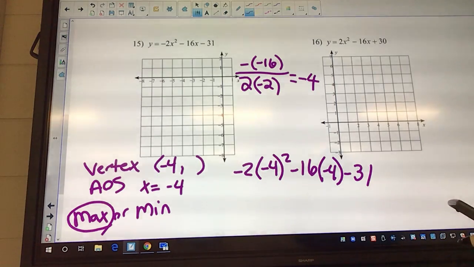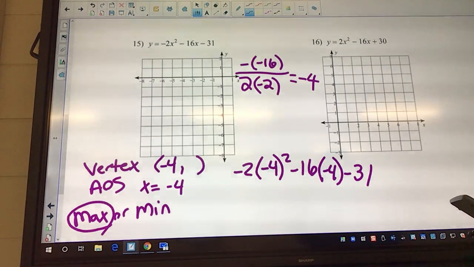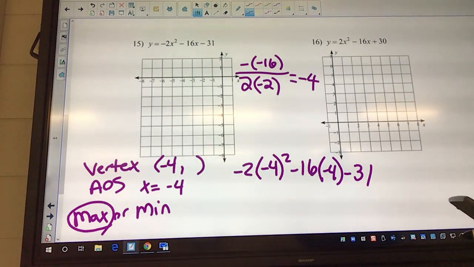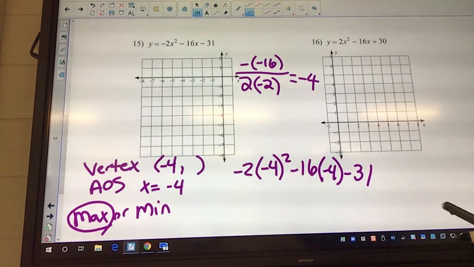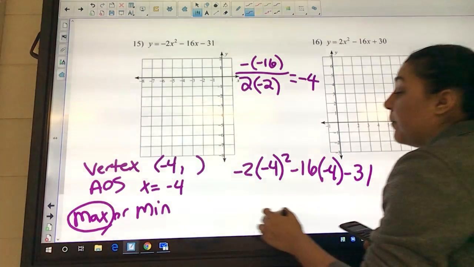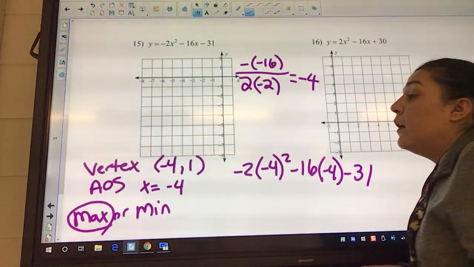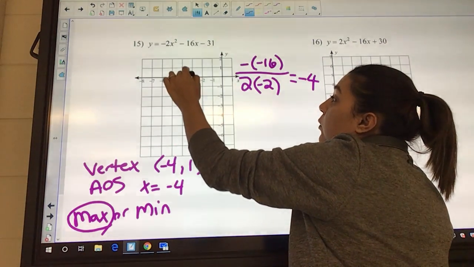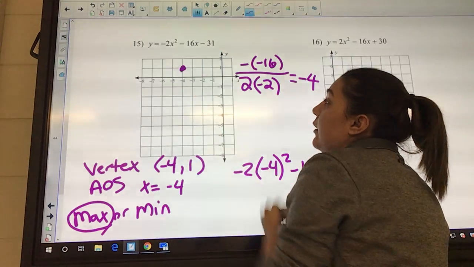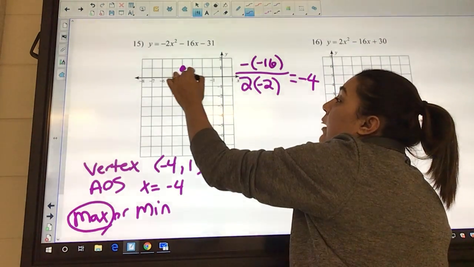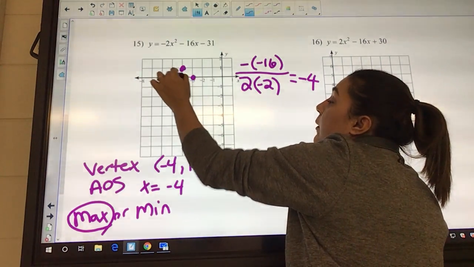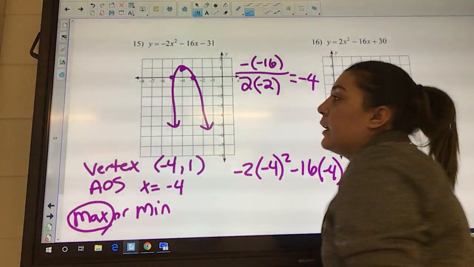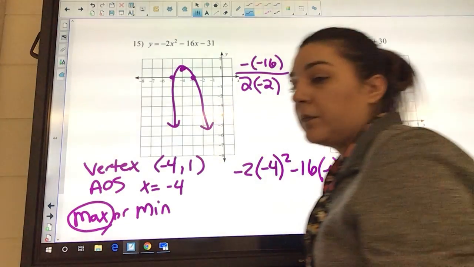We should have negative 2, negative 4 squared minus 16 times negative 4 minus 31. Okay, and I got 1 for my answer. So we can go ahead and plot our vertex. Negative 4, 1. That means my graph is going to start here. And we go down 1 over 1, down 1 over 1. Okay, and so it needs to look like a U, not a V.